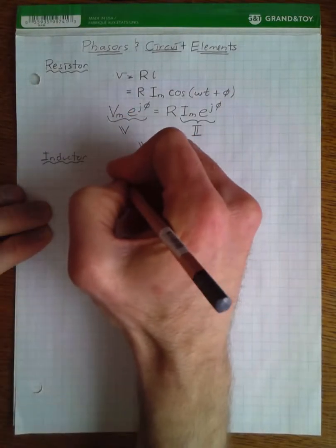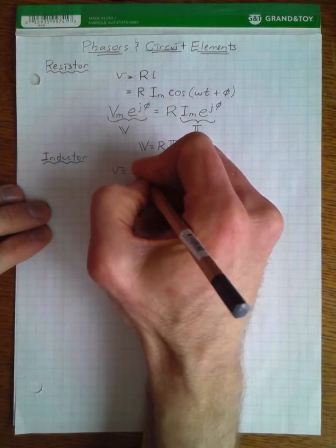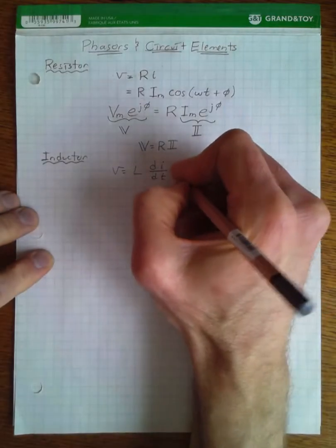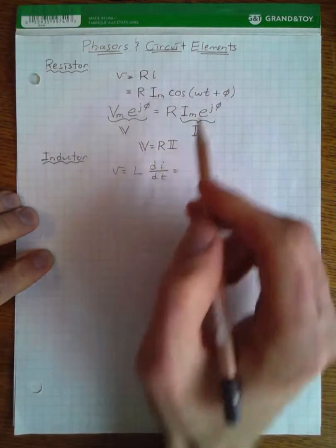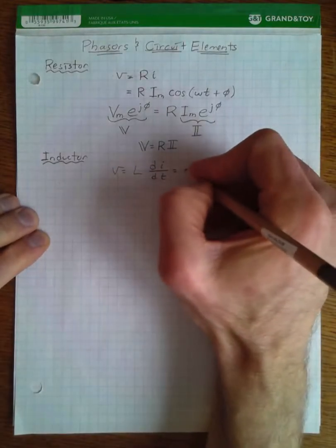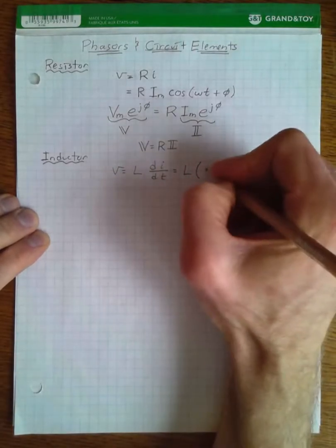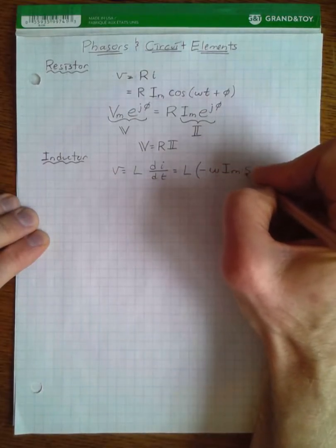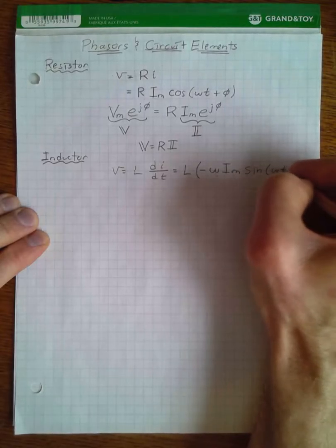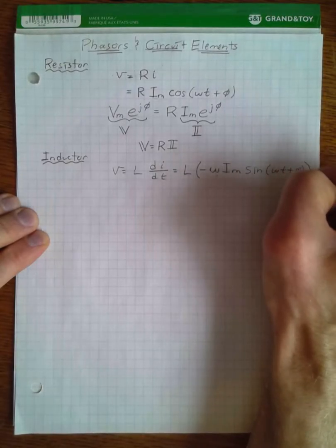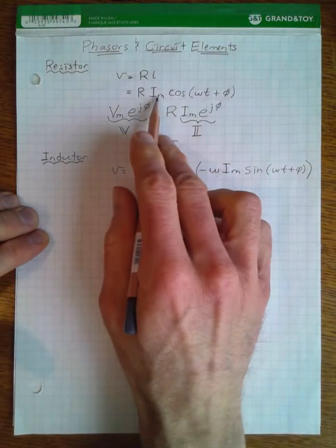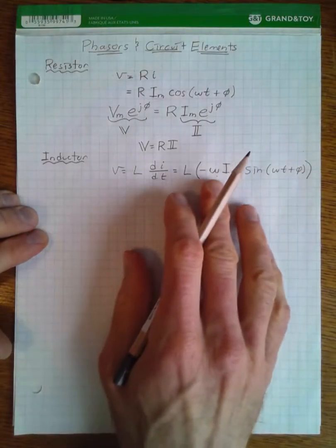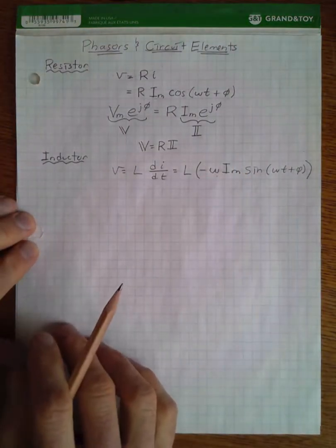So we know that for an inductor, voltage is equal to inductance times the derivative of current. And if we substitute our cosine equation in and we take the derivative of it, we have inductance times negative omega Im sine omega t plus phi. And this is just the derivative of this cosine term. And so if that's not quite clear, just pause the video and Google that.